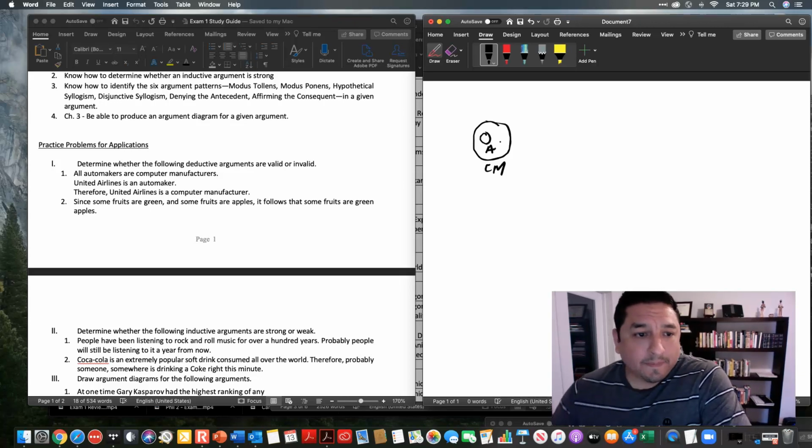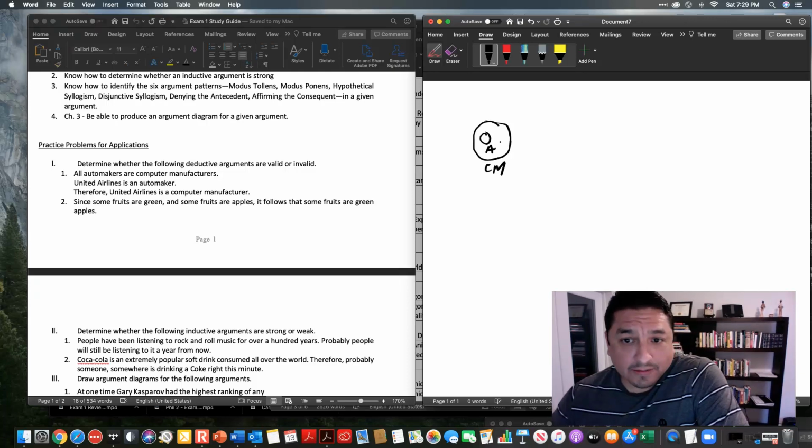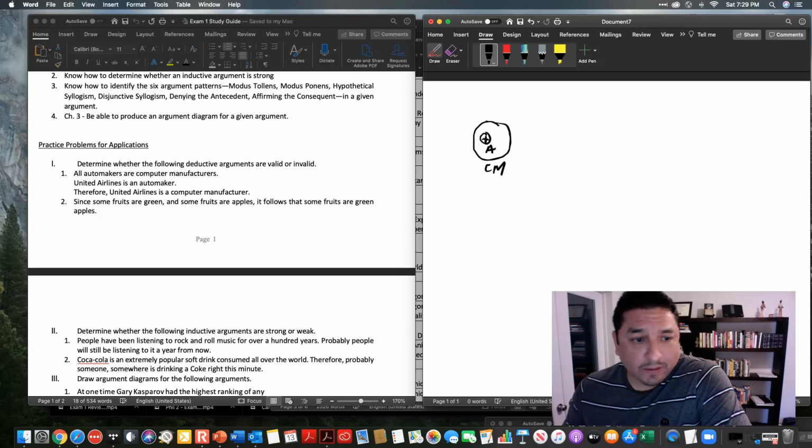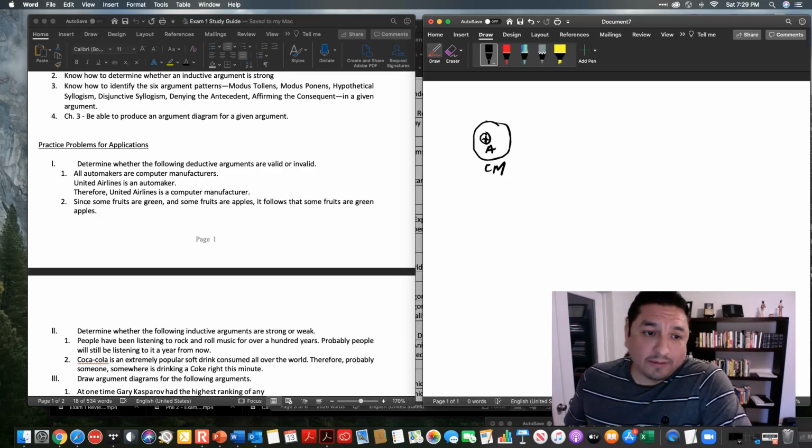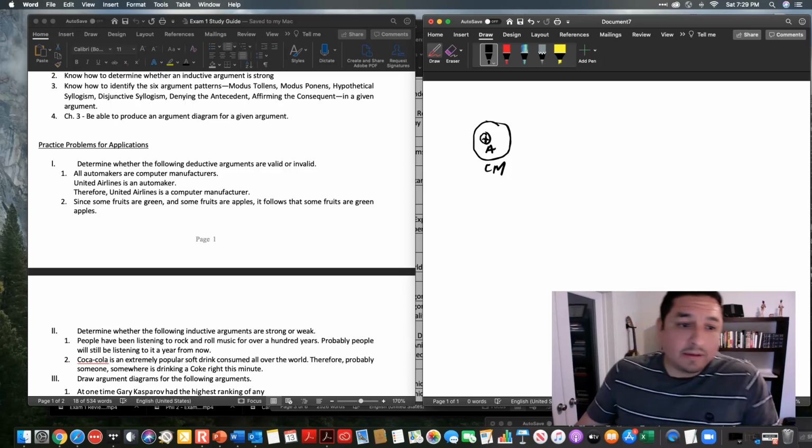And the second premise is telling you that United Airlines is an automaker, right? So I'm going to draw this X right here. That means that this X represents United Airlines. It's an automaker. It falls within the class of automakers. So that's the information contained in the first two premises. And now the question is, is the conclusion necessarily true given the information in the premises? Now, if you can conceive of it as being false, then it's invalid. But if it is true necessarily, and you can't conceive of it otherwise, then it's a valid argument.